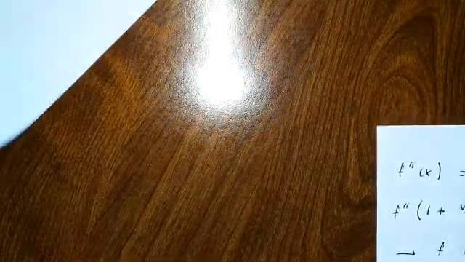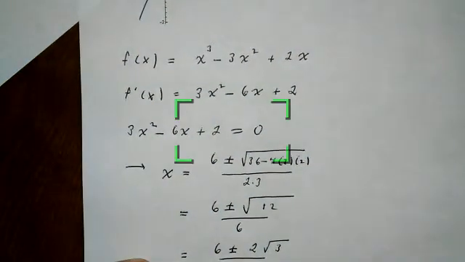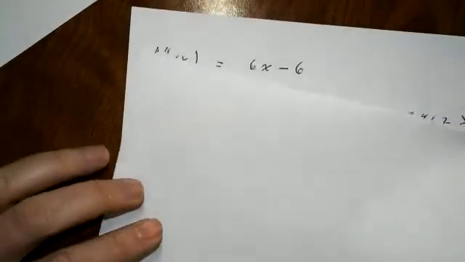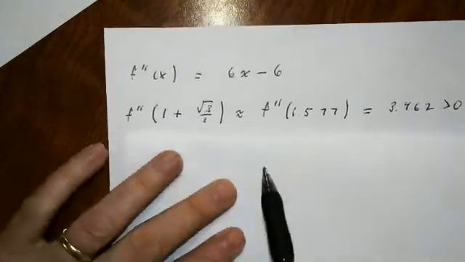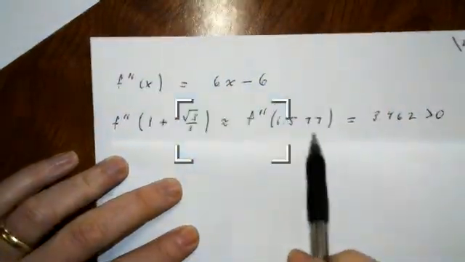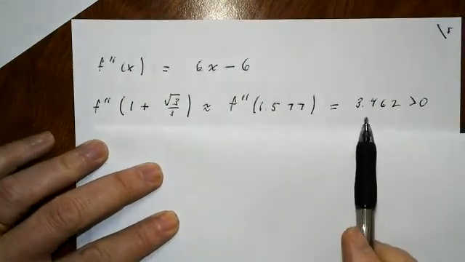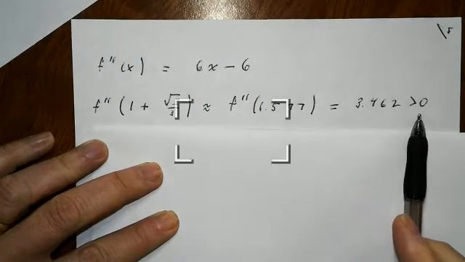So our original function had a derivative that was equal to 3x squared minus 6x plus 2. Let's take the second derivative of that quantity. If we do so, we get 6x minus 6. Let's take our first critical value, 1 plus root 3 over 3, which is about 1.577, and plug it into the second derivative. If we do that, we get 3.462, which is positive.